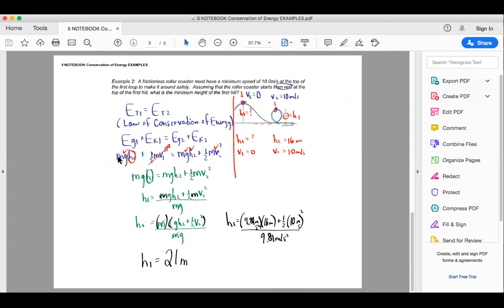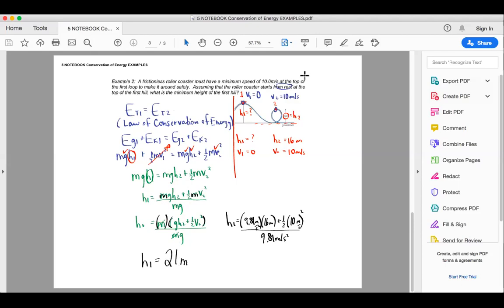You might actually notice that mass cancels out because it can be factored out of both sides. It's in all terms. If you don't notice that now, there's still an opportunity to notice it later, but we are not given the mass of the roller coaster, so it must cancel out at some point. So isolating for H1, we get mgh2 plus 1/2 mv2 squared all over mg. Now you can see mass can be factored out and crossed out on the top and the bottom. Substitute in the numbers and you get 21 meters.